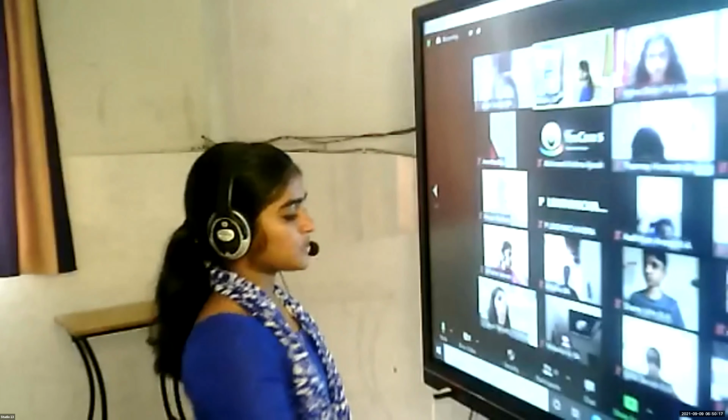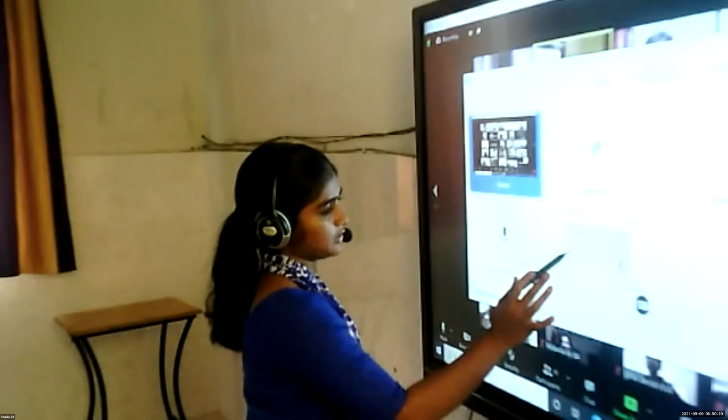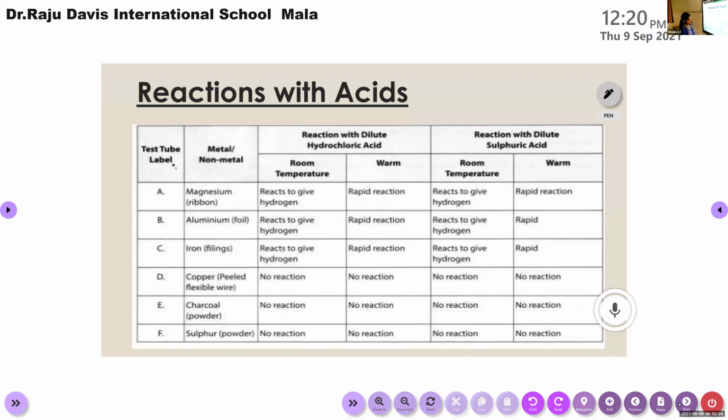I will show you the observation table of this activity. Then you can fill this table, so we can discuss each one by one. You can write it now itself. First, one, magnesium, right? So the reaction with dilute hydrochloric acid. We will start with the reaction with dilute hydrochloric acid.